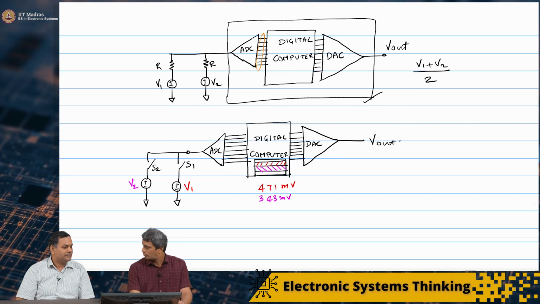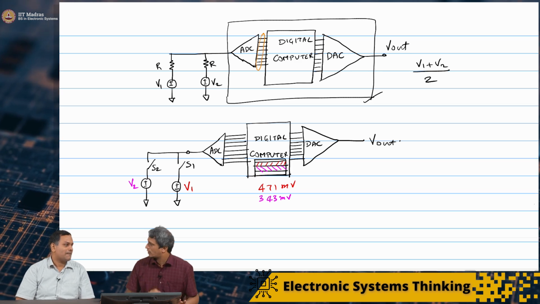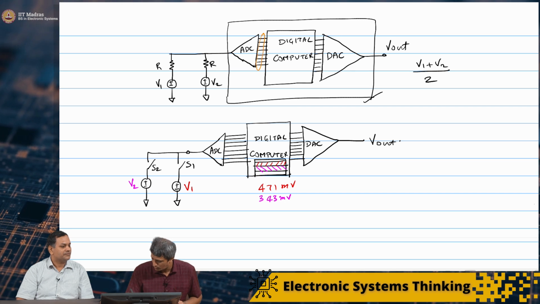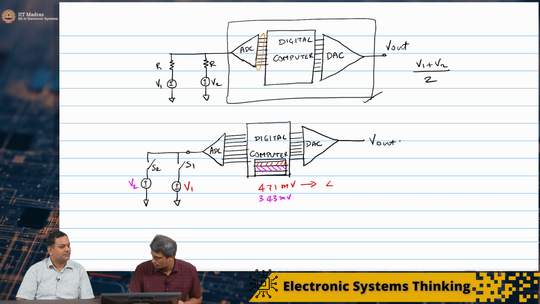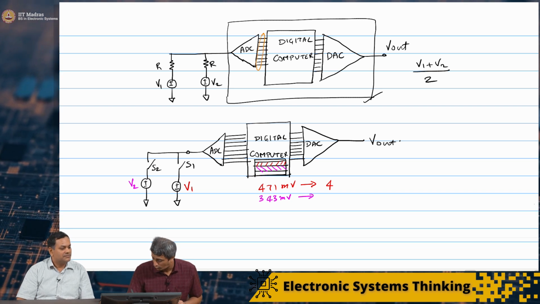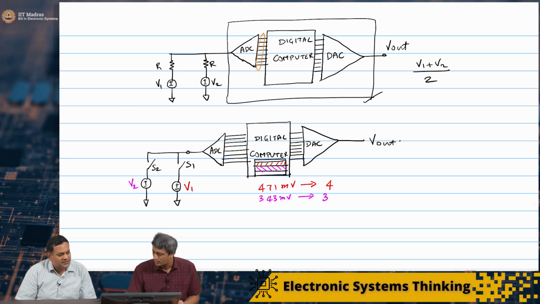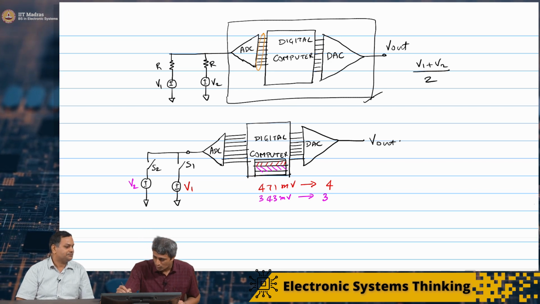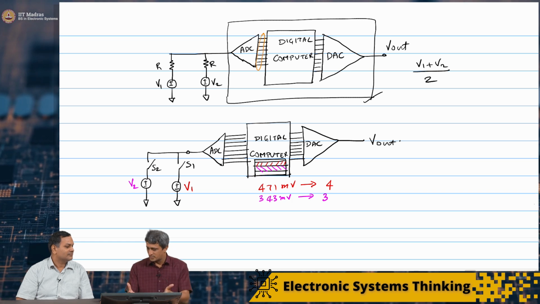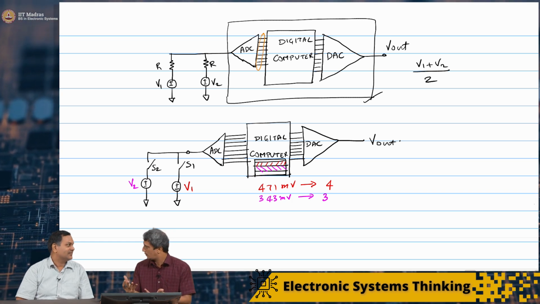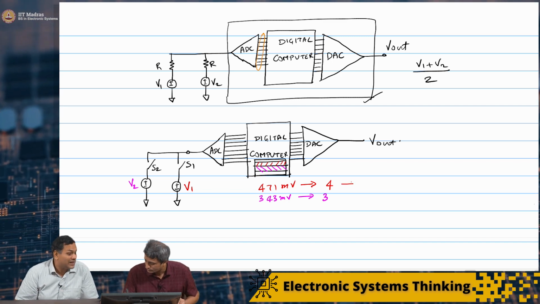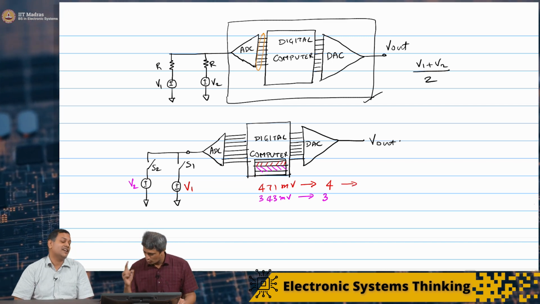Now we want to go back and see if I took these numbers and put them into a computer. This 471 millivolt now corresponds to the number 4. This 343 millivolt corresponds to the number 3. Now I am going to compute this digitally. I am going to do N1 plus N2.